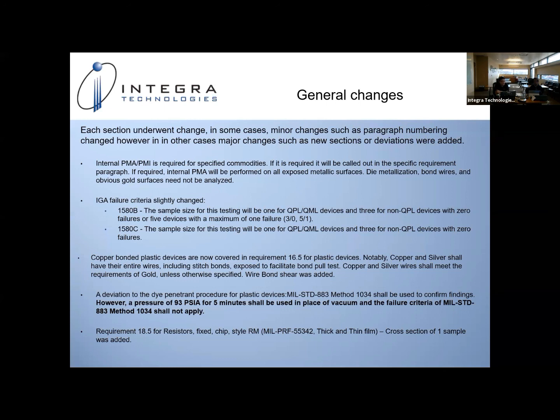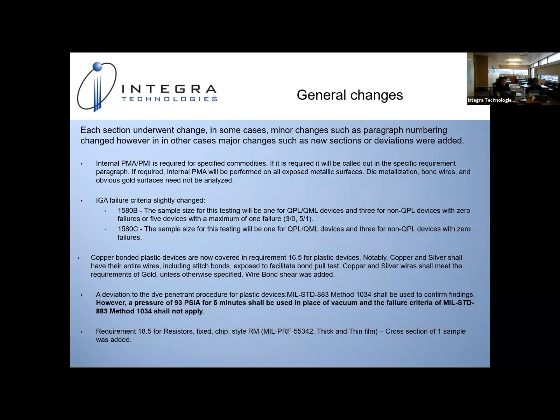It is now called out in each commodity. So if a capacitor needs internal PMA, it's called out in that commodity paragraph. So refer to those commodity paragraphs if you are wondering if it's required or not. IGA failure criteria. I have 1580B in comparison to 1580C up on the screen. Just some minor clerical changes there.